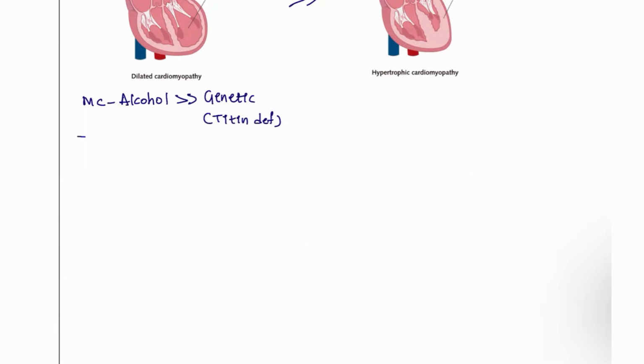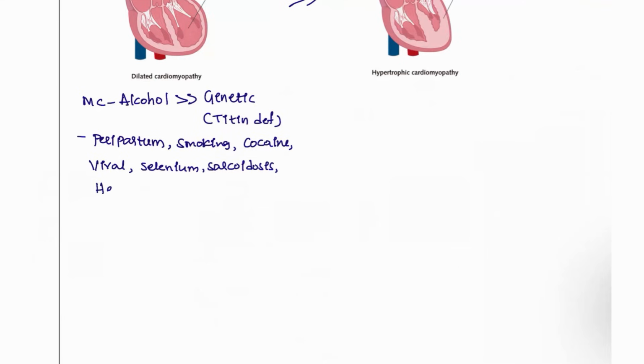But there are other significant causes also. For example, when the patient is peripartum, peripartum cardiomyopathy, and also smoking, alcohol, as we mentioned, and patients who are taking cocaine kind of drugs, and viral infections can cause it, and also when they have selenium deficiency, sarcoidosis, and hemochromatosis. All these are going to be the causes for patients of dilated cardiomyopathy.